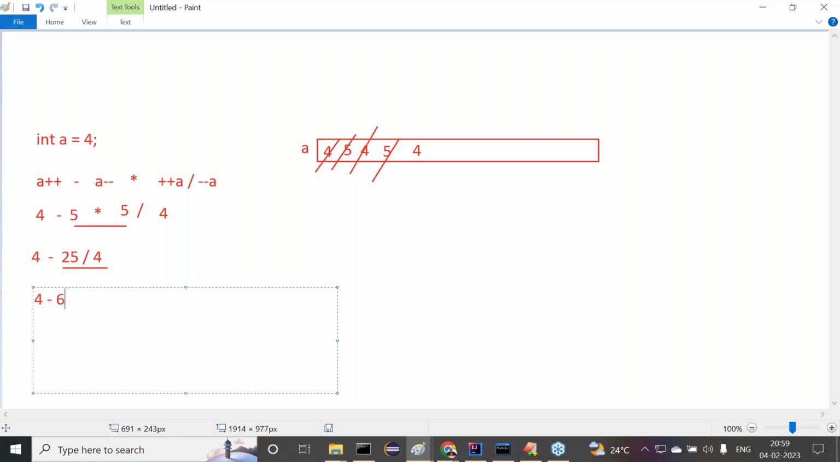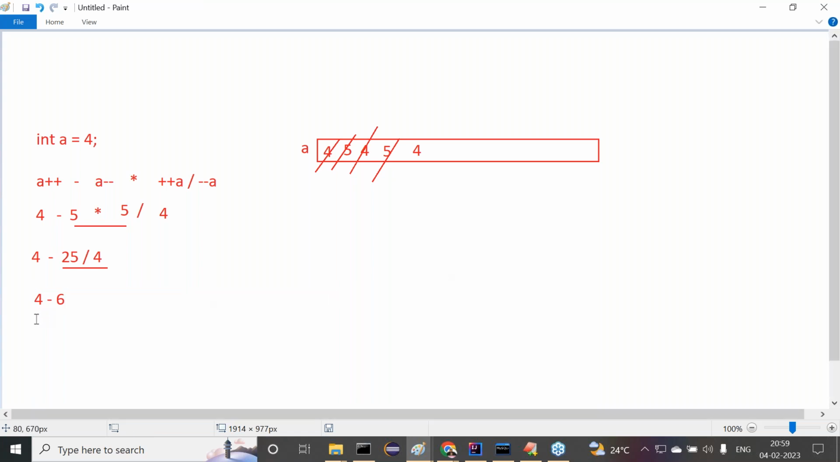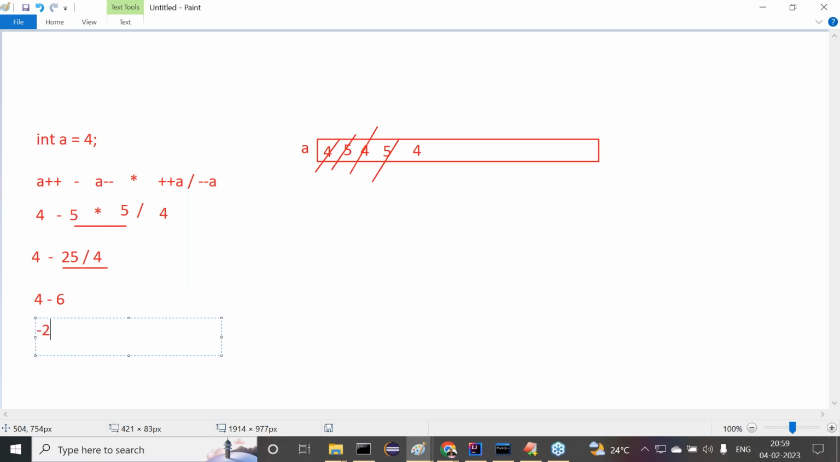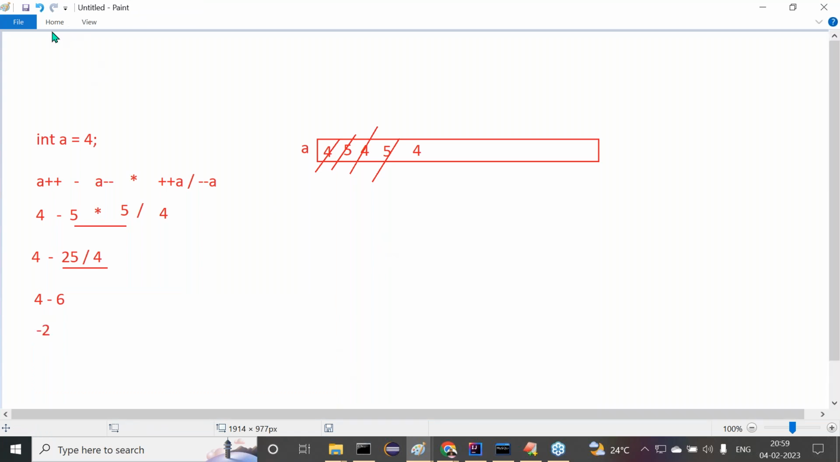4, 6, 4, 6, right? 24. Of course, remainder is what there? 1, but remainder is not calculated. There only slash in the sense only integral value. Then what's the value here now? 6. 6 is the value here we are getting. Next one is like what there? 4 minus 6. What's the value here we are getting? Minus 2.